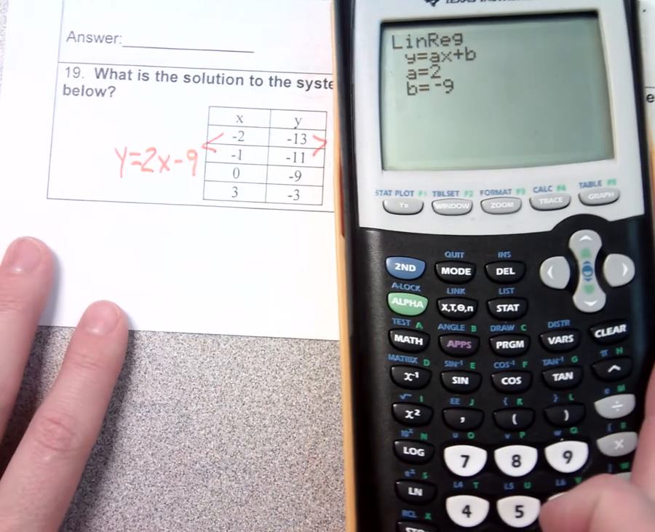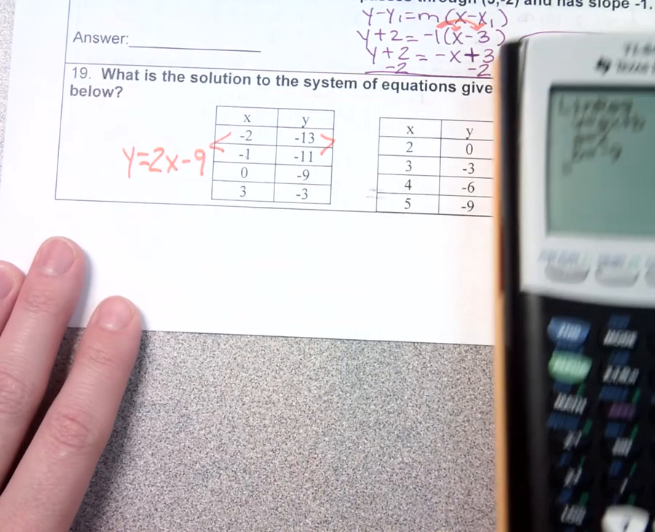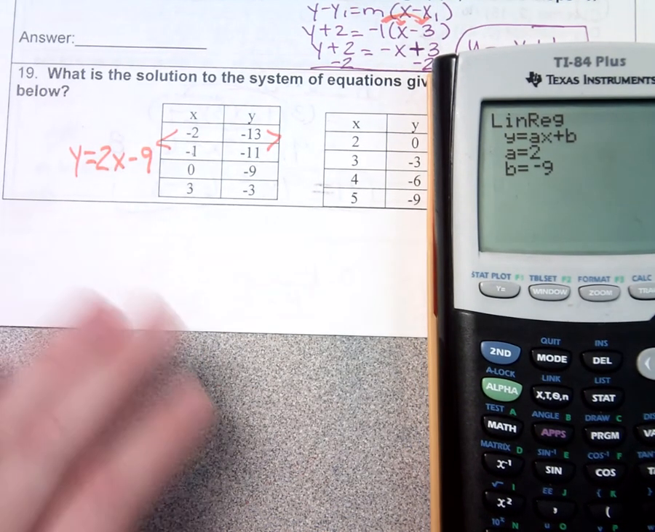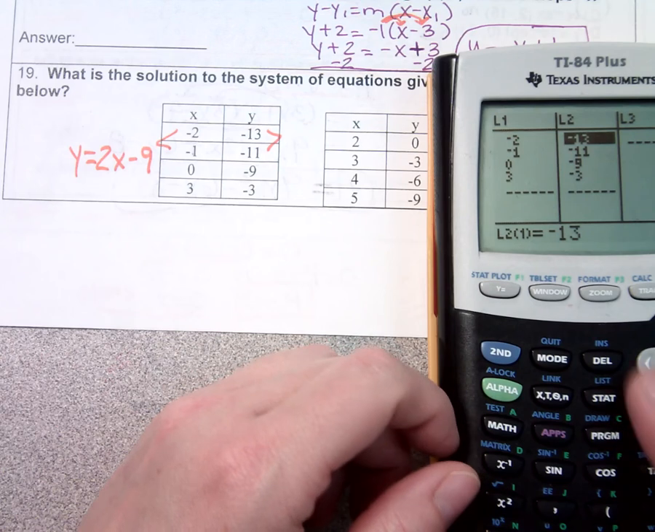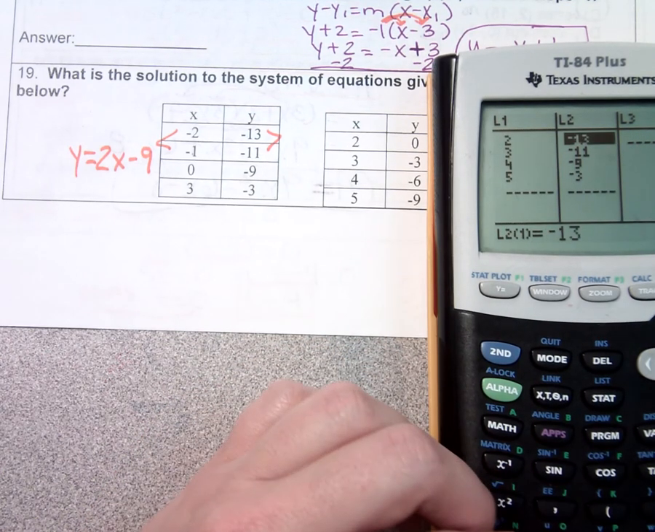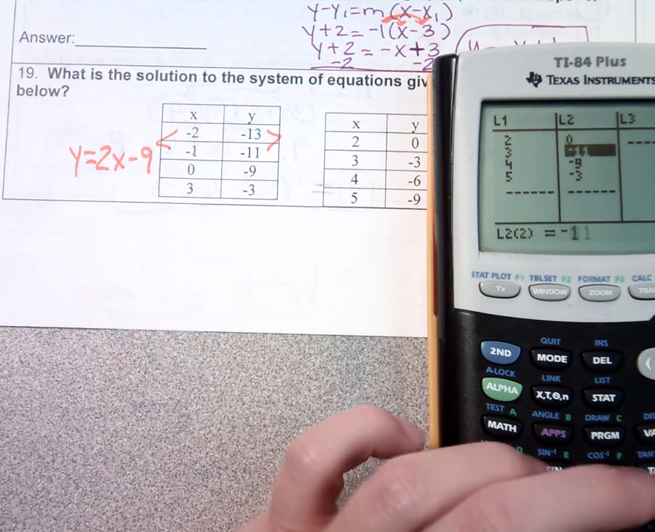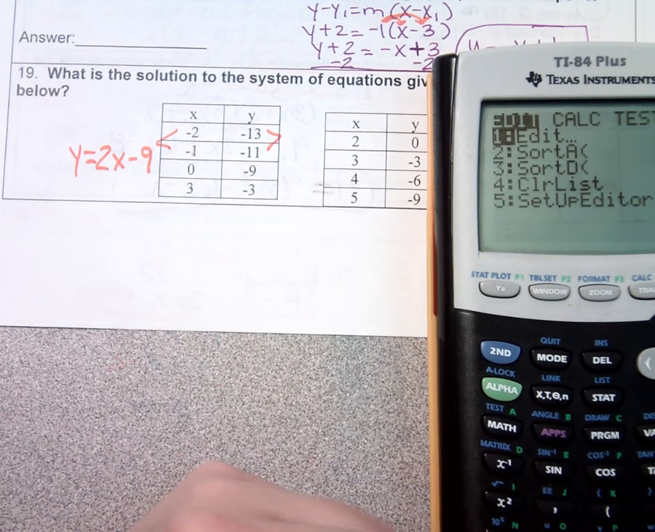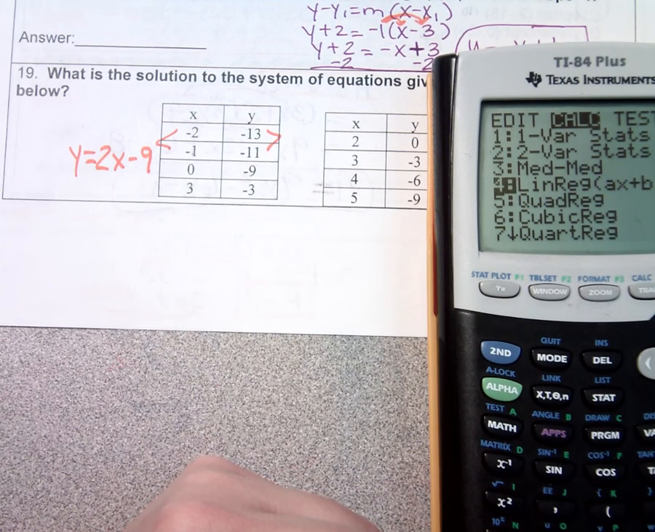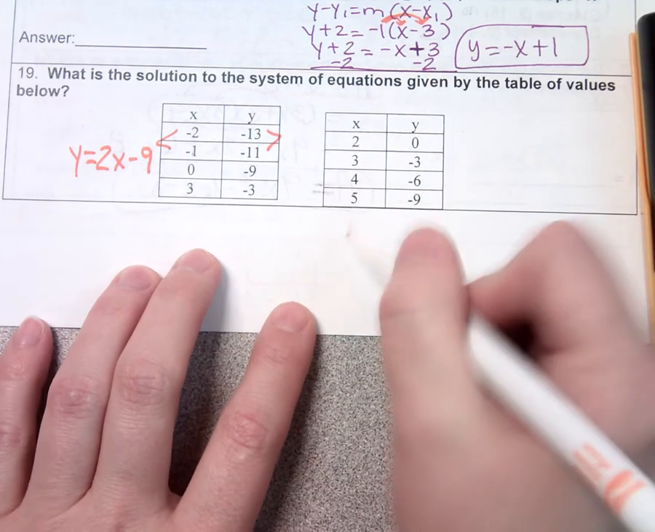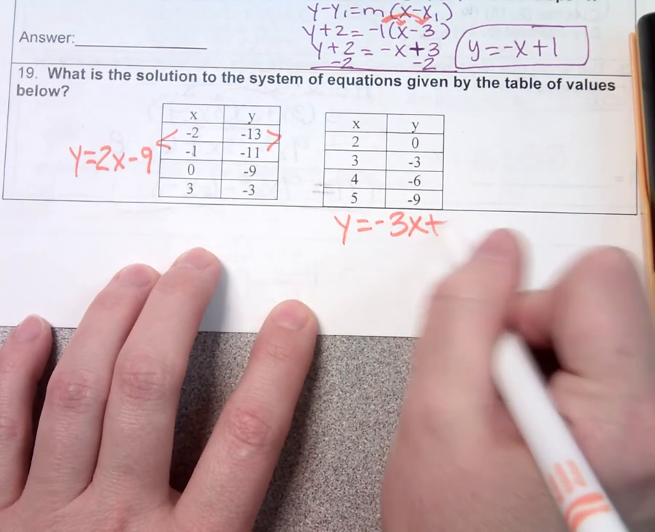Then I want the equation for the next table. So I'm going to do the same thing. I'm going to go back to stat, edit. List 1 will be for the x's. List 2 will be for the y's. I go back to stat, go over to calculate. I want the equation of the line, number 4. And I get y equals negative 3x plus 6.